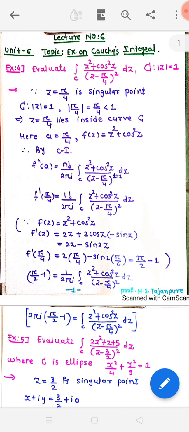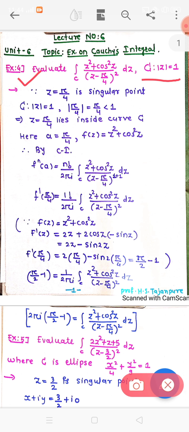Now let us have some more examples on the same, that is Cauchy's integral. Next example, that is evaluate. In this example again we have to evaluate integration over the curve C of (z square plus cos square z) upon (z minus pi by 4) bracket square dz, where the curve is modulus of z equals to 1.